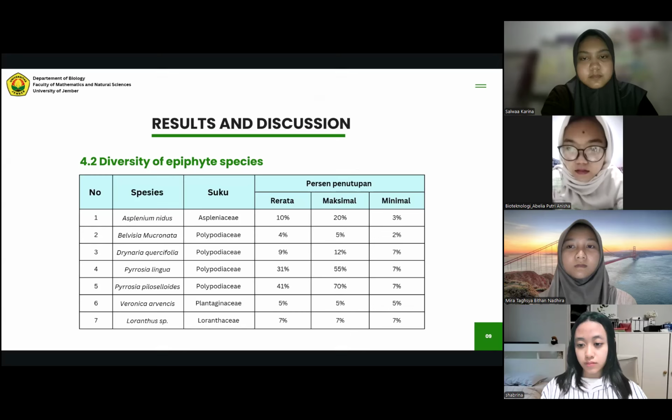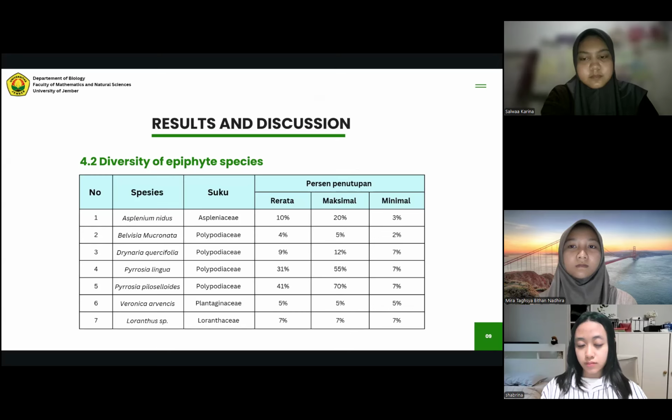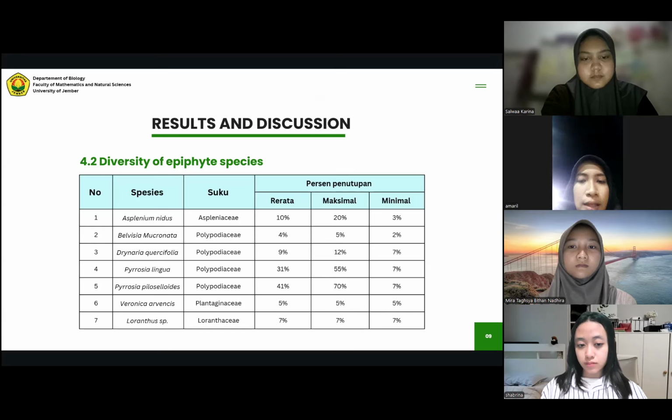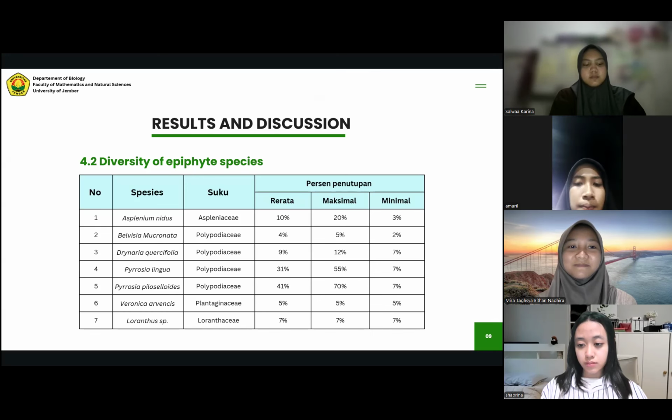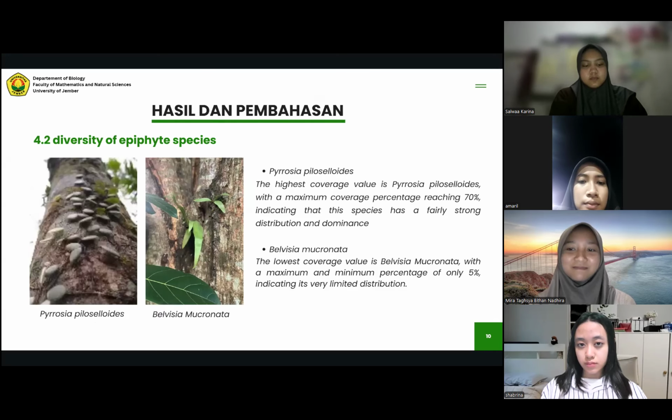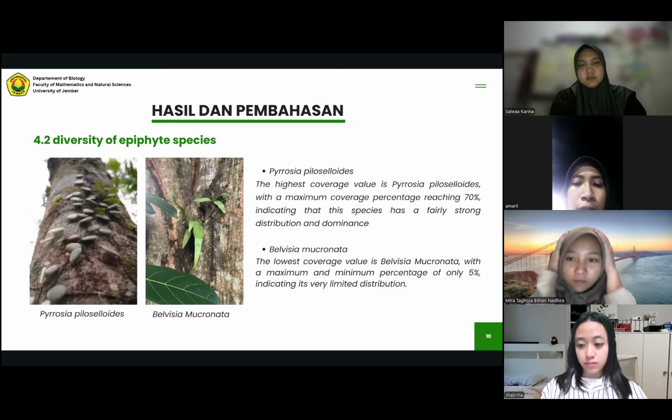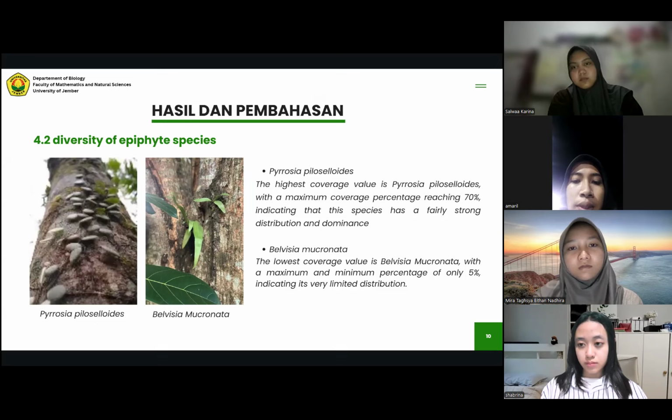Okay, the next is diversity of epiphyte species in this table. The first is Pyrrhosia pilosoides. The highest coverage value is Pyrrhosia pilosoides with a maximum coverage percentage reaching 70%, indicating that this species has a fairly strong distribution and dominance.